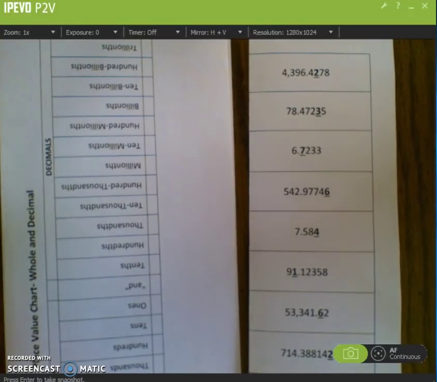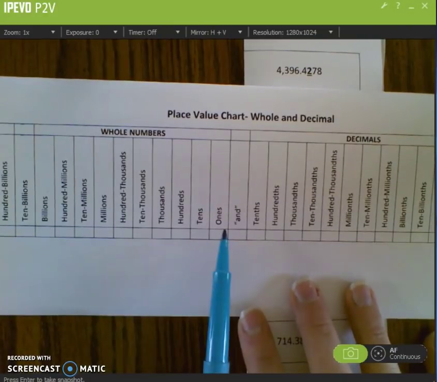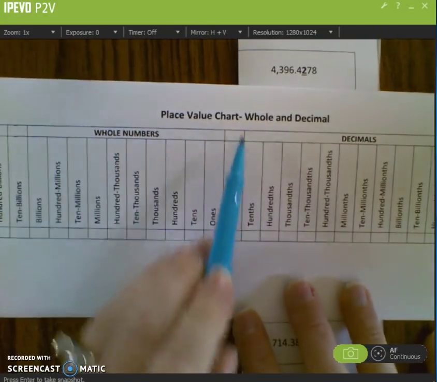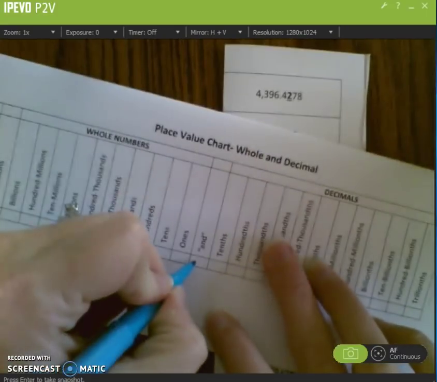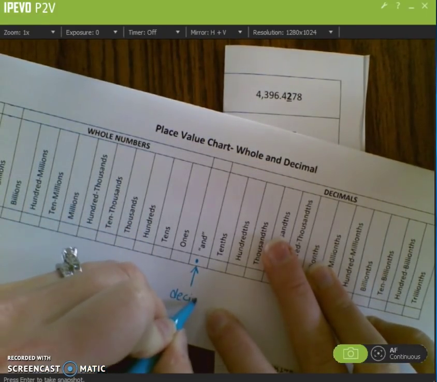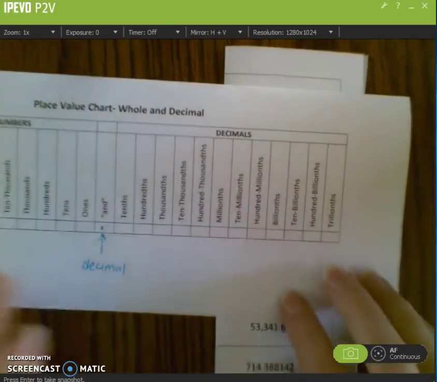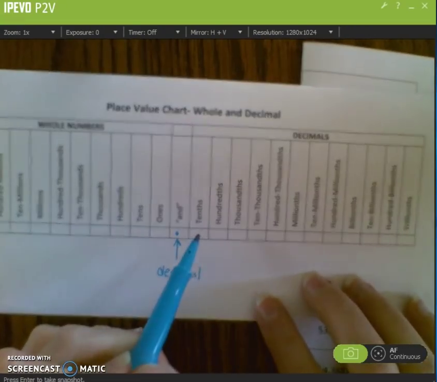Today we're going to be learning about place value, and I've got my little place value chart from your notebook. This place value chart goes all the way from the trillions down to the ones for the whole numbers, and then you've got your "and" symbol. This is where your decimal goes, so I just want you to put that this is your decimal, because when we read numbers, we read the decimal point as "and."